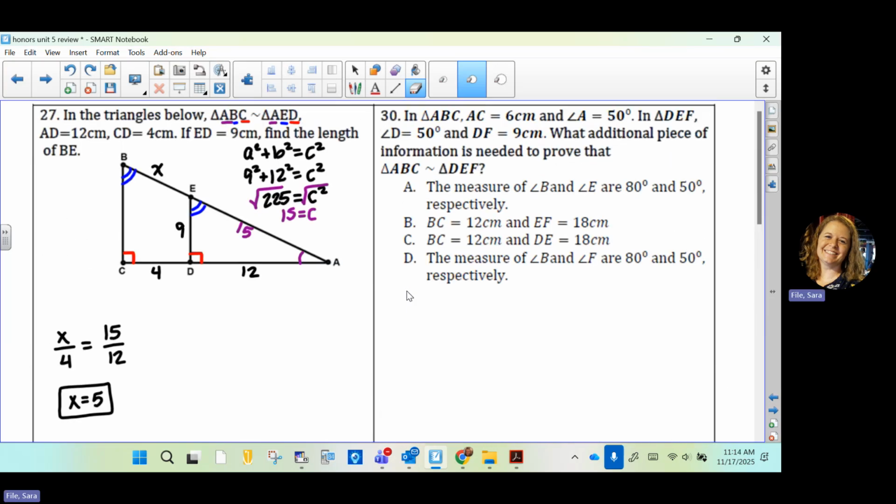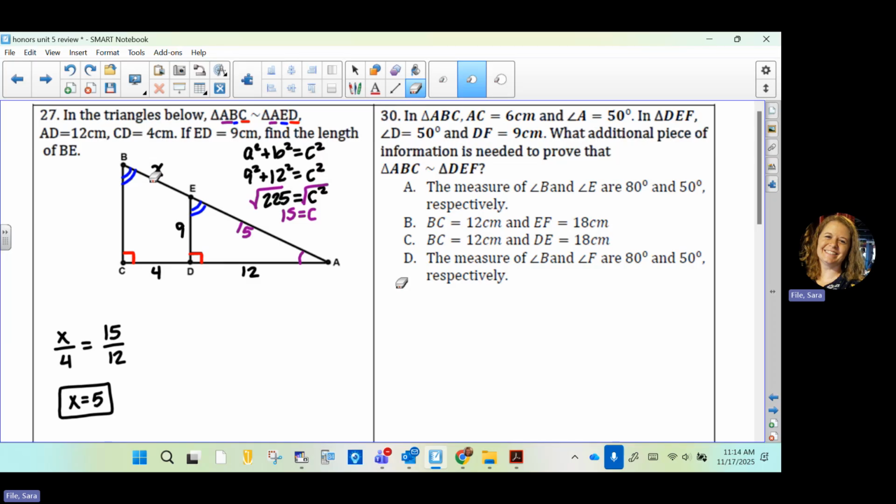All right, I actually did 27 in my last class, but let's take a look. This one had an extra step because I labeled in my picture what I was told. I was told that ED is 9, AD is 12, and CD is 4. Find the length of BE, so I put an X there.